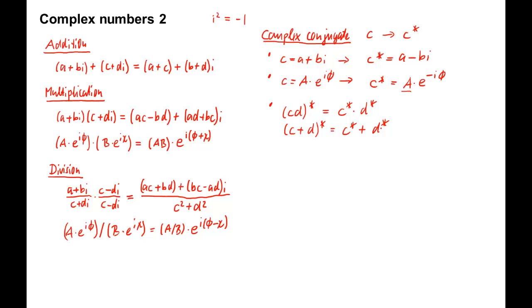One of the most useful relationships in quantum mechanics is between a complex exponential and the trigonometric functions sine and cosine. It goes like this: e to the i phi equals the cosine of phi plus i times the sine of phi.